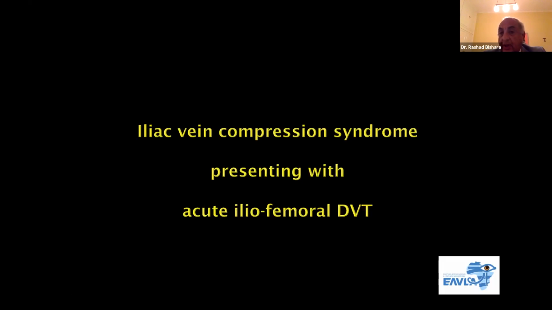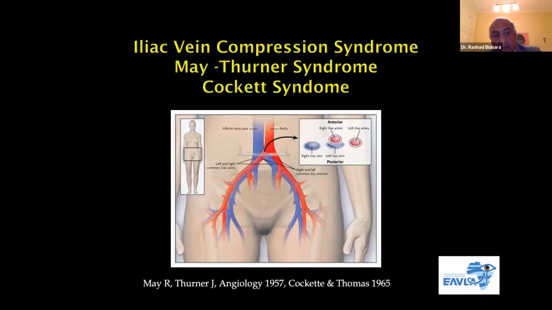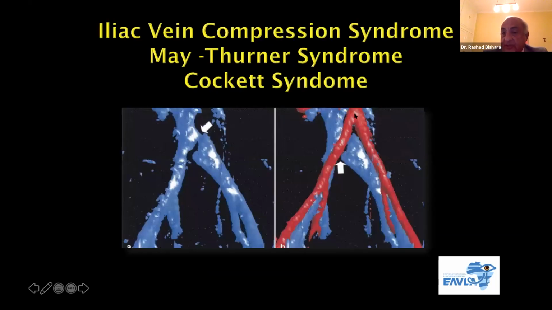This is an example of iliac vein compression syndrome presenting with acute iliofemoral DVT. This was very well explained by Professor Erwin Tudner earlier on. The iliac vein compression syndrome was first described by May and Turner in 1957, and then by Cockett and Thomas in 1965. In its most common form it consists of compression by the right common iliac artery of the left common iliac vein against the vertebral column. That's another very nice illustration. That's the right common iliac artery as it crosses from left to right, and it's really compressing the proximal left common iliac vein in this location.